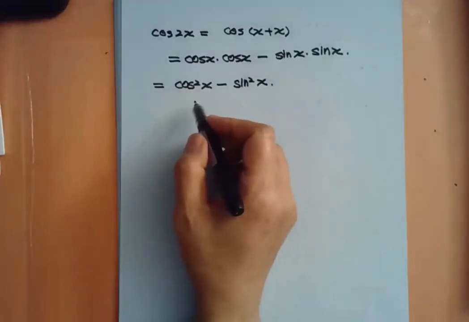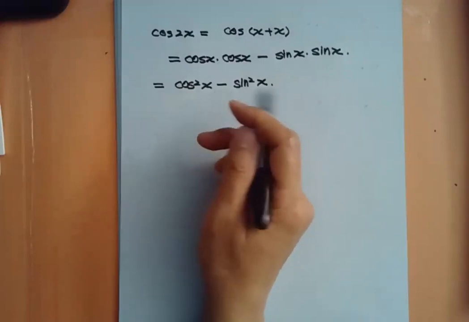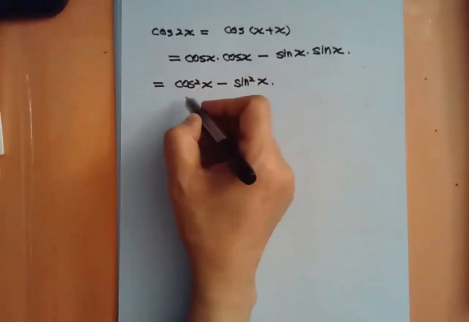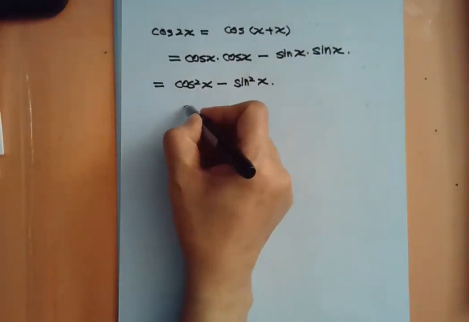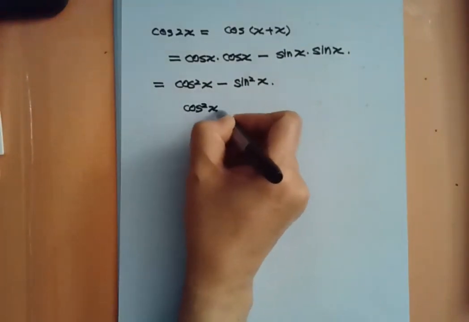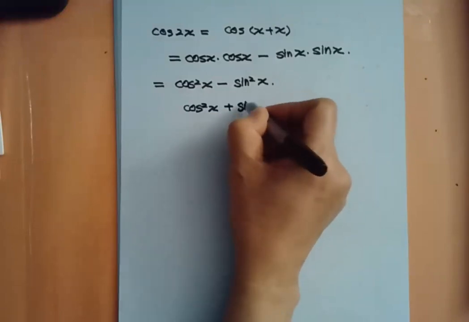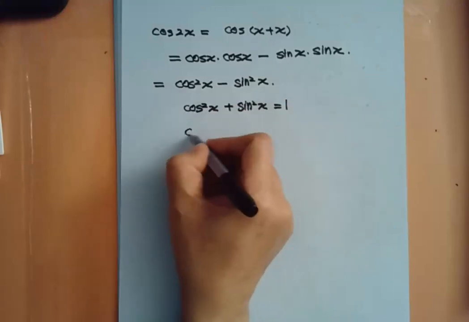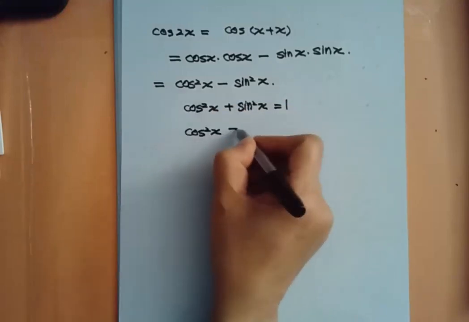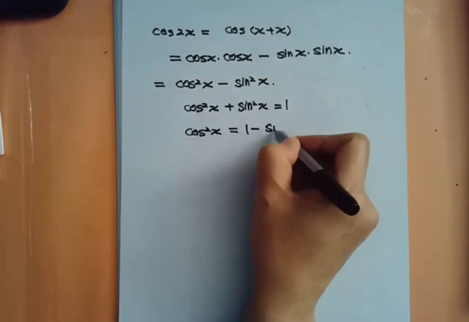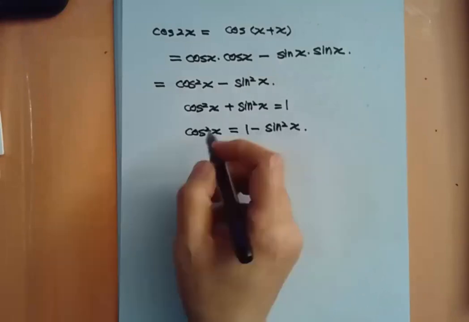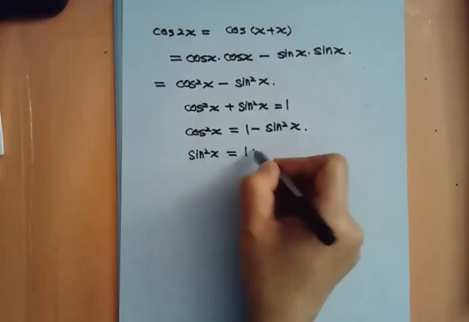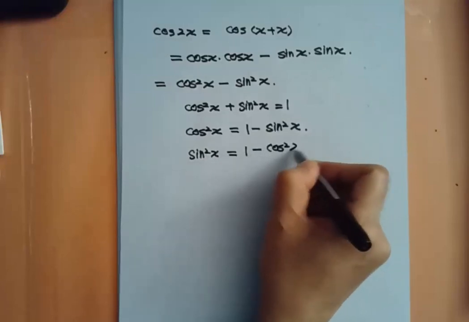And then other variations of the formula come from the Pythagorean formula. So let me start with the Pythagorean formula. Those are cosine squared of x plus sine squared of x equals 1. So cosine squared of x can be written as 1 minus sine squared of x, and sine squared of x can be written as 1 minus cosine squared of x.